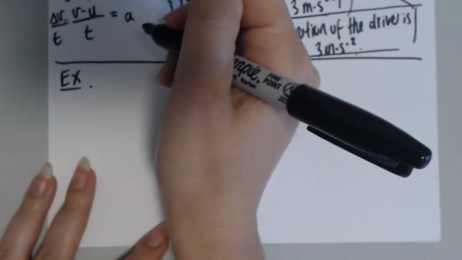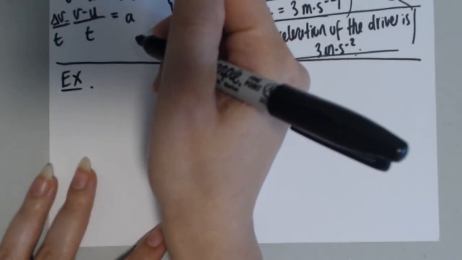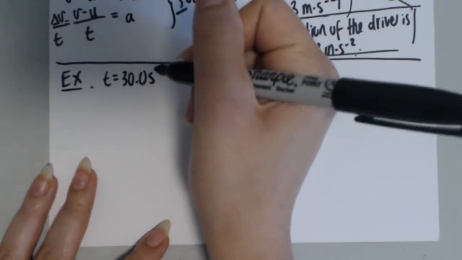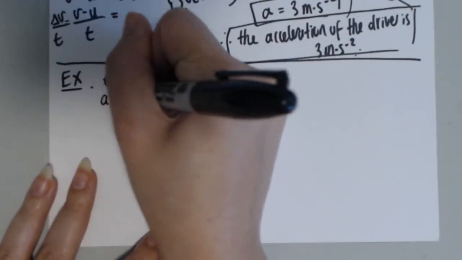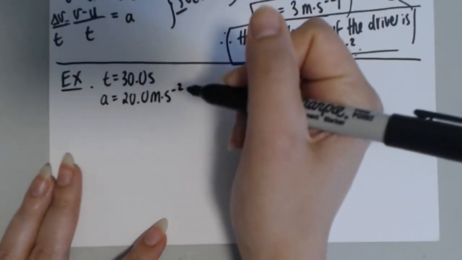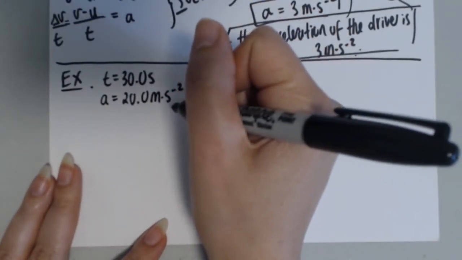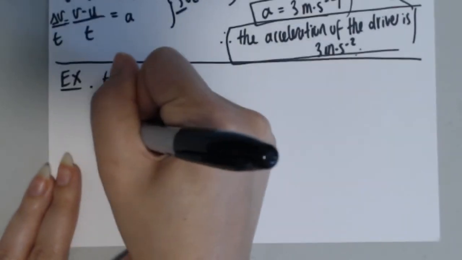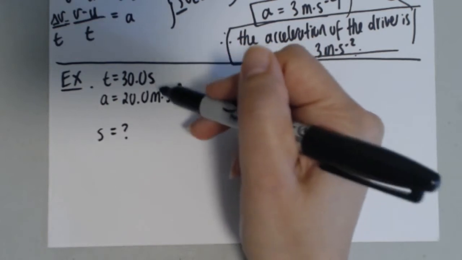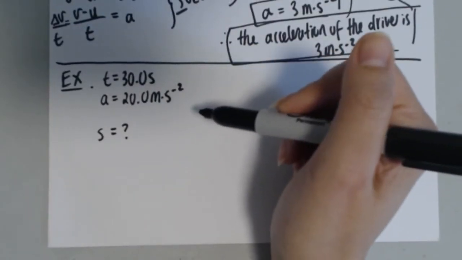All right, so we have Pinky and the Brain. We want to know how far they will go. In 30 seconds, so time is 30 seconds. Acceleration is 20 meters per second squared. Just leave a little bit of a space there. And we want to know how far they will go, s. Now, we have two pieces of information and we're looking for a third.